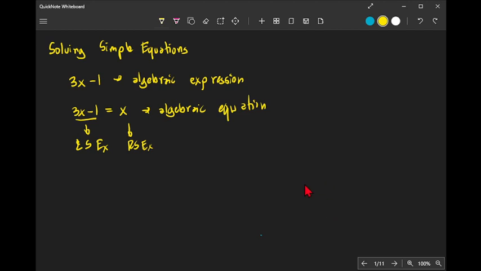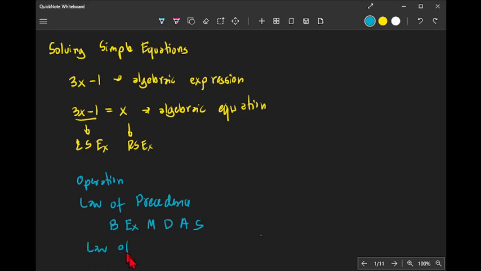In order for us to solve this type of equation, we'll use our basic knowledge in algebra. First we have the algebraic operations, like how to add terms, or combine like terms, as we call that. We will also have the law of precedence, which tells which part of a certain expression we are going to evaluate first. We have the bracket, the power or exponent, then multiplication, division, addition, and subtraction. That is the law of precedence. And if an expression has an exponent, we will use the law of exponents.